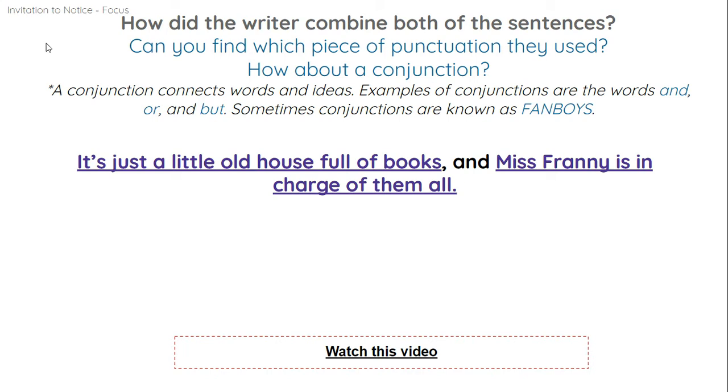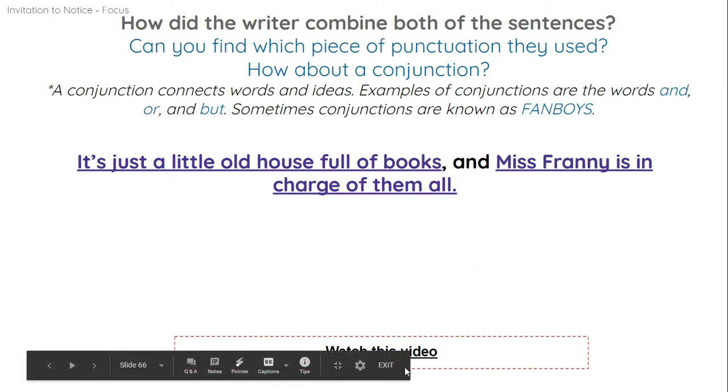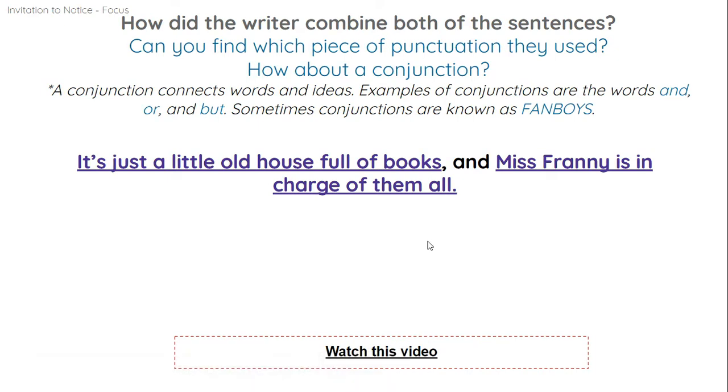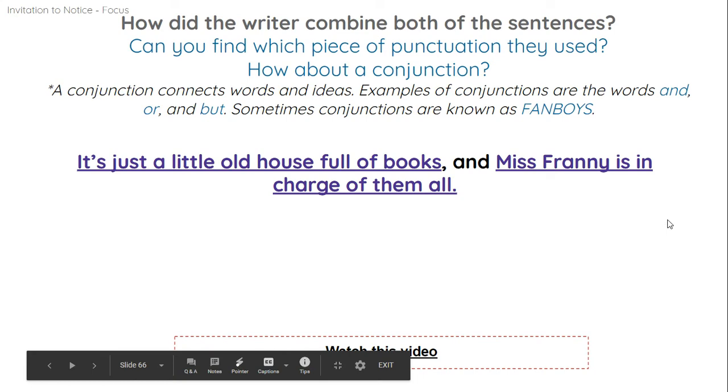So this is the same sentence we just looked at earlier. It's just showing you, the purple shows you the complete sentences. This shows you the comma and the conjunction. Here is a video that you can watch. It will explain conjunctions and compound sentences. It's a really good video.